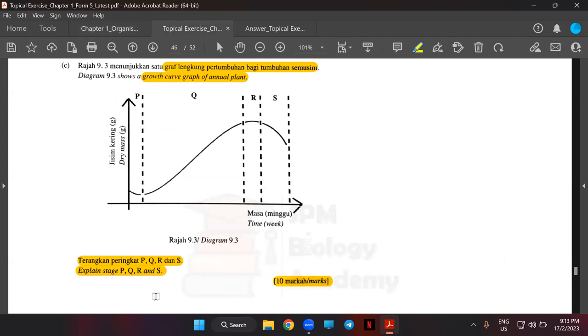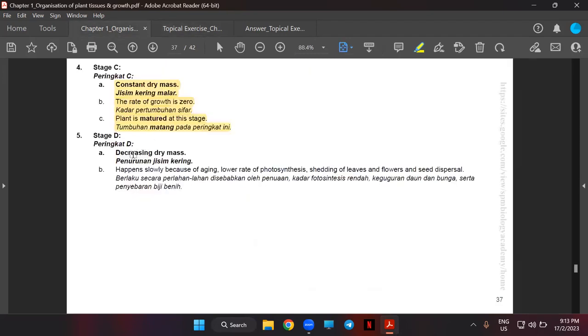Kemudian, kamu tulis peringkat S, stage S, underline, decreasing dry mass, penurunan jisim kering, happens slowly because of aging, lower rate of photosynthesis, shedding of leaf and flowers, and seed dispersal. Sebenarnya tak payah tulis semua, kita boleh tulis yang ini saja. For example, happens slowly because of aging. Sudah. Finish. Ataupun lower rate of photosynthesis, boleh. Berlaku secara perlahan disebabkan oleh penuaan. Finish, cukup. So, you get 10 marks full.